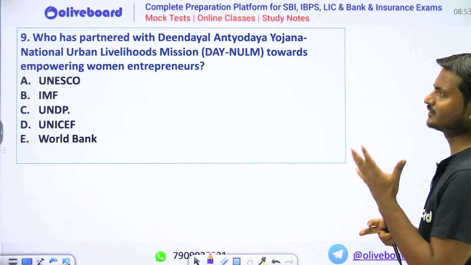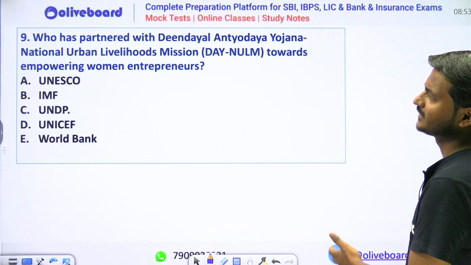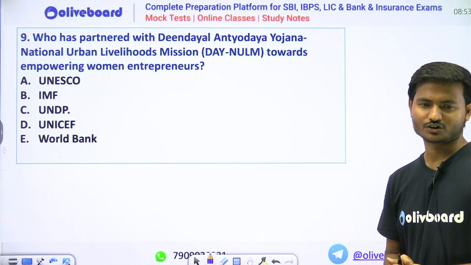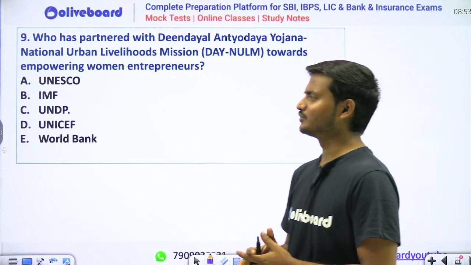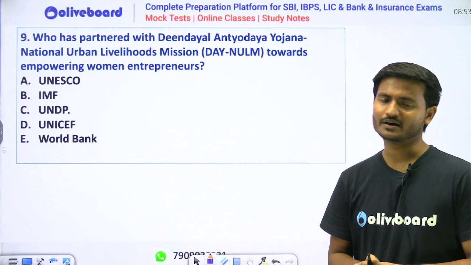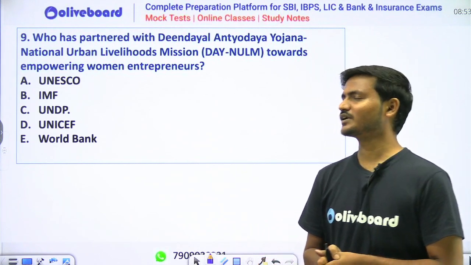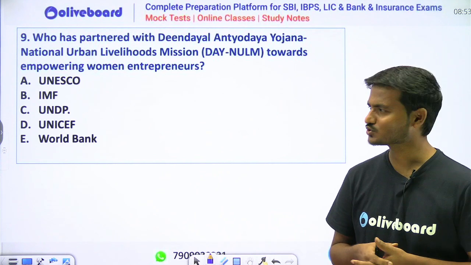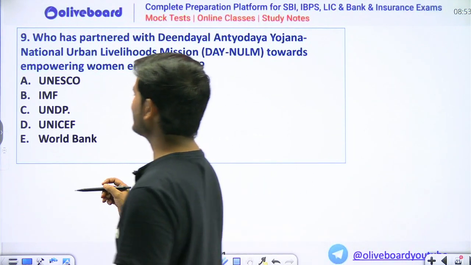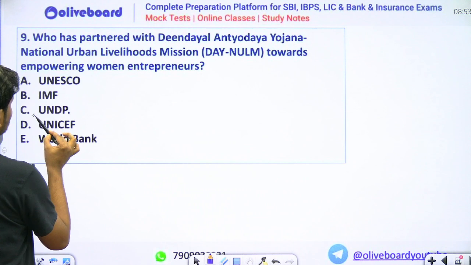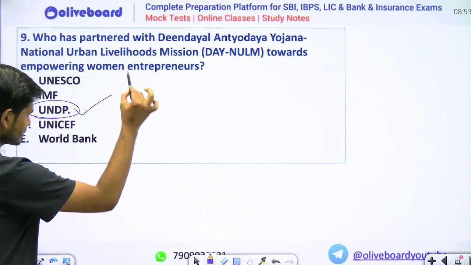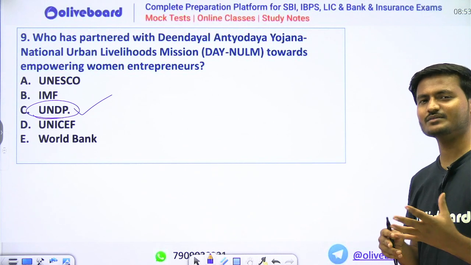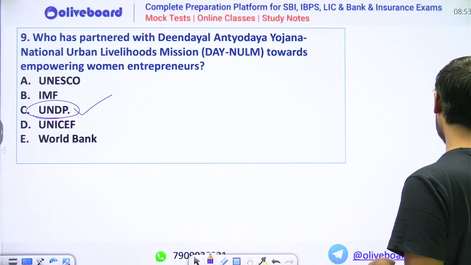Who has partnered with Deen Dayal Antyodaya Yojana National Urban Livelihood Mission towards empowering women entrepreneurs? Women entrepreneurs. Now UNESCO, IMF, UNDP, UNICEF and World Bank. Obviously UNDP stands for United Nations Development Program, and the development of the society happens only when male and female both are developed equally. So hence the answer to that would be C. Sometimes the questions and sometimes the options give you a hint about the answer.